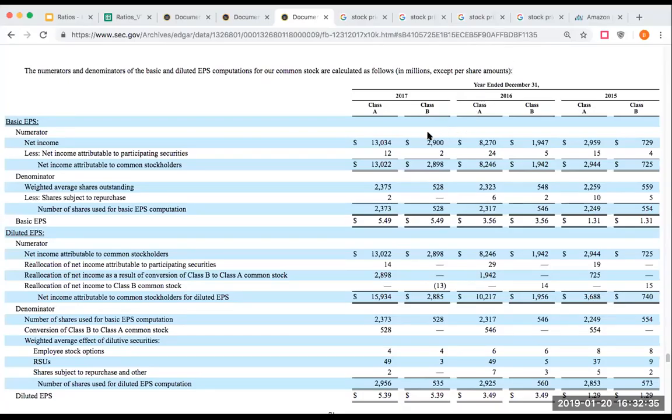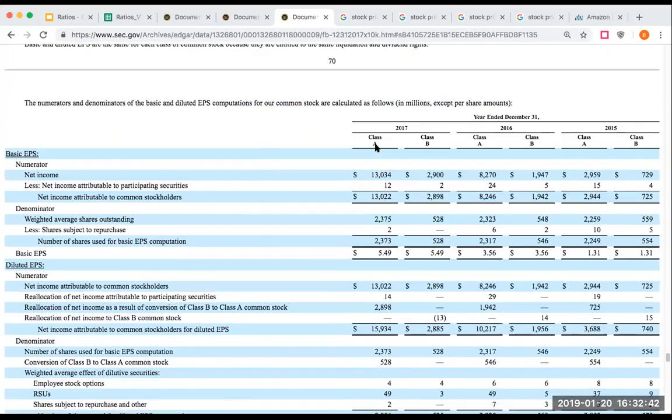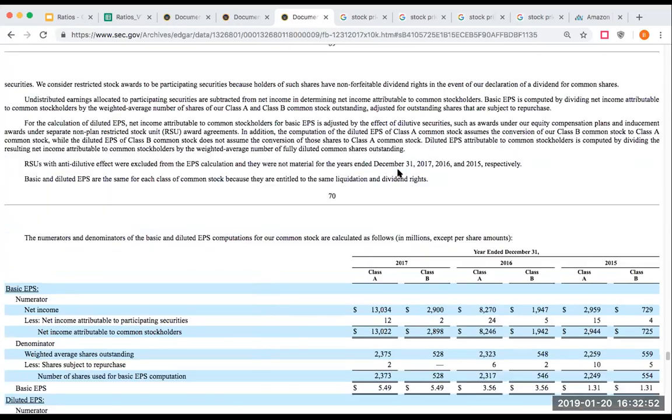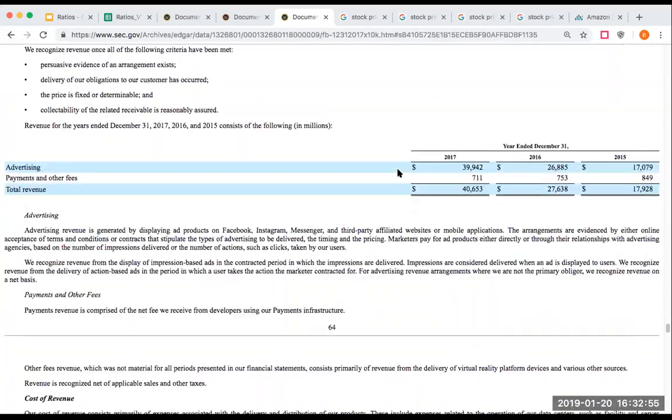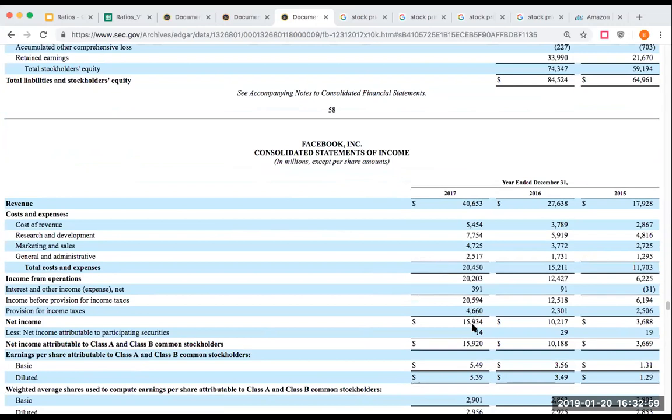And we're back. And right here, you can see the allocation. This again is in the footnotes. This is under note 2, earnings per share. You had net income of 13.03 billion. Class B shares were 2.9 billion. And so that's really what's getting us to the total amount of net income, that 15.934 billion. So usually, we can go into the footnotes to find additional information.